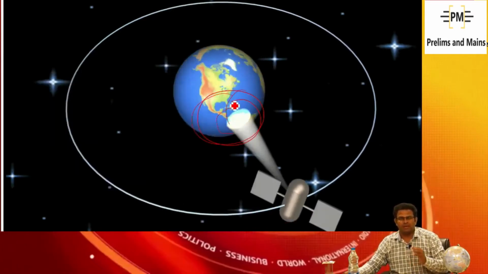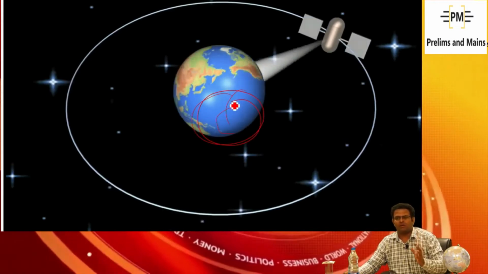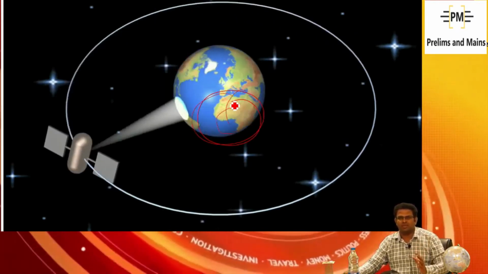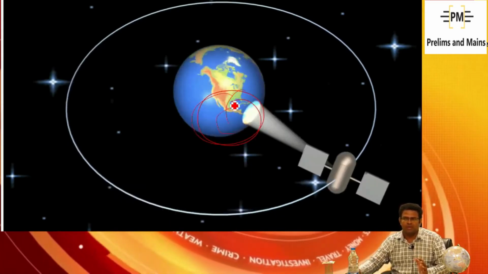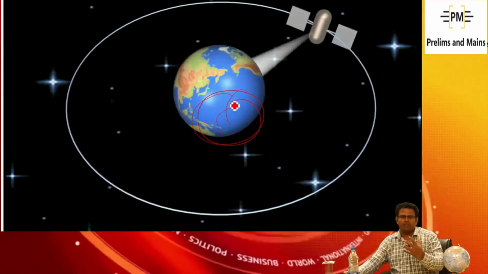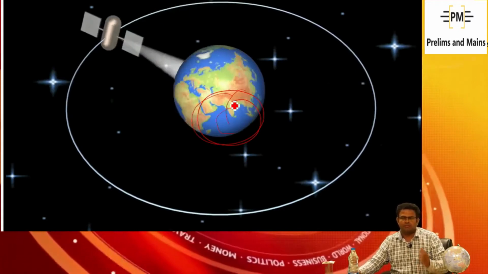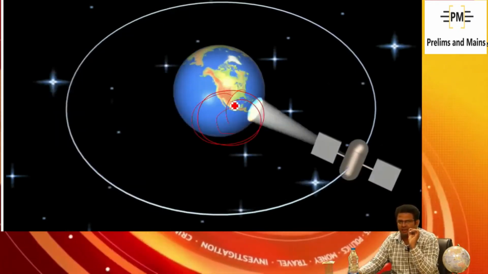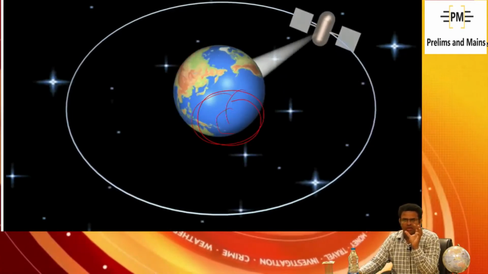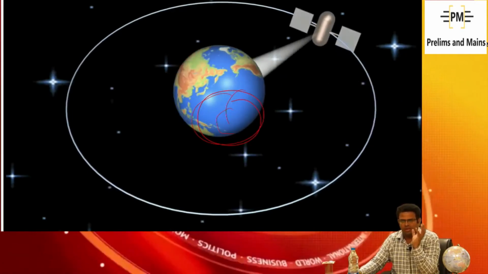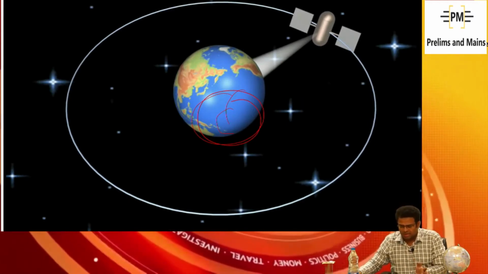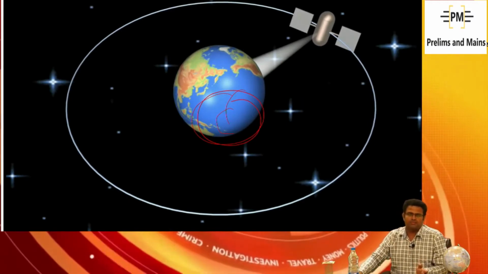The way we look from Delhi, the way somebody looks from Jammu and Kashmir, the way somebody looks from Myanmar, there will be some angle to see it, but they will always see a particular angle. That means any geographical region on the Earth sees it at the same position. So what is a geostationary satellite?